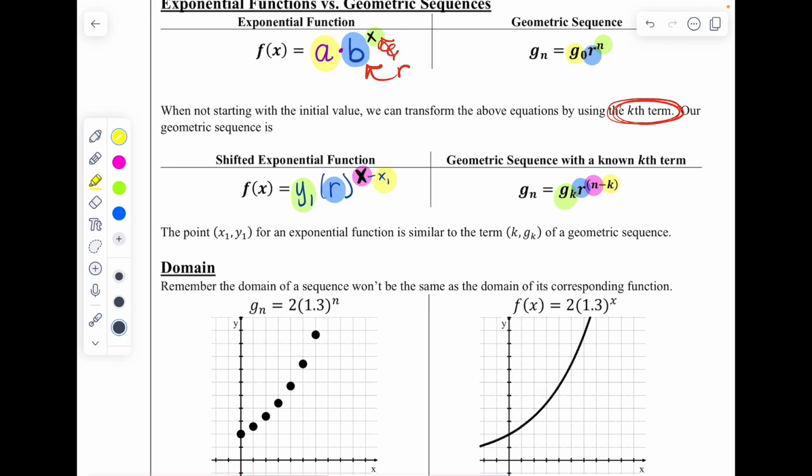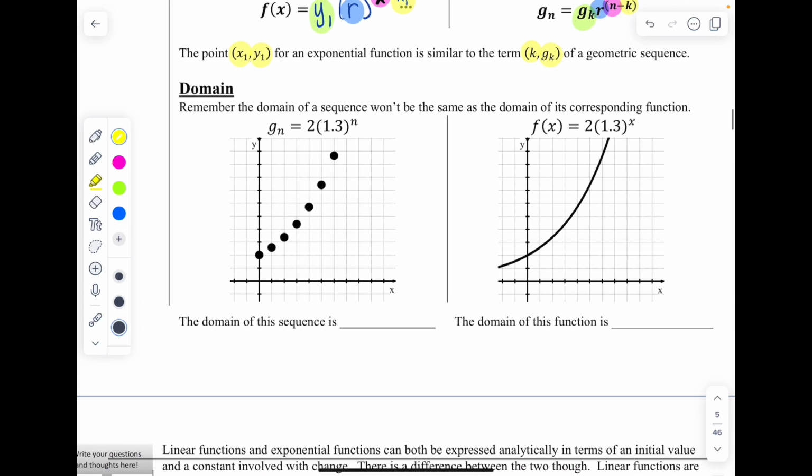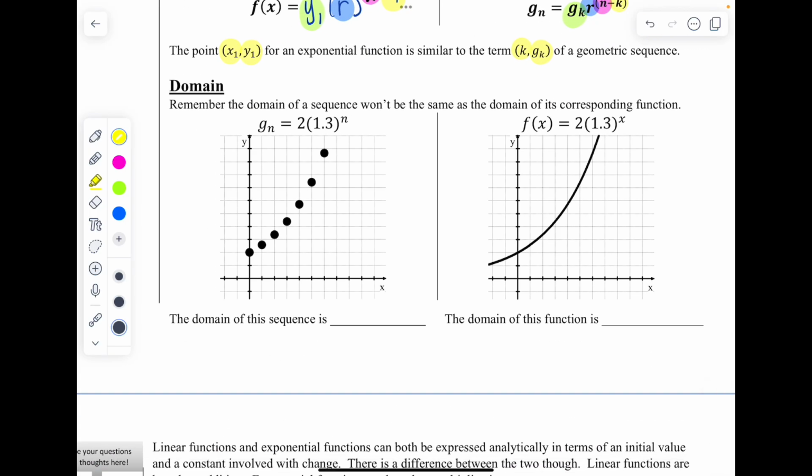And this is our distance from that initial value of x as well. So the point x1, y1 is similar to k, the kth term of the geometric sequence. So let's talk about what this would look like for its domain. Remember that the domain of a sequence will not be the same as the domain of the corresponding function.